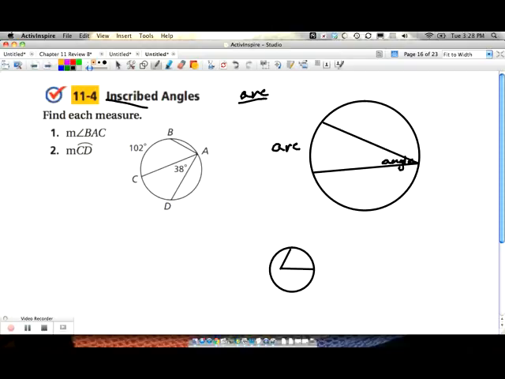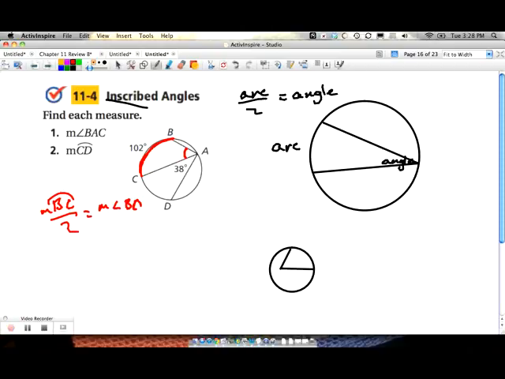Similarly, for the other piece, if the angle is 38 degrees, then the arc divided by 2 equals 38. So arc CD is 38 times 2. What would that be? 80 minus 4, 76. So it's 76 degrees.